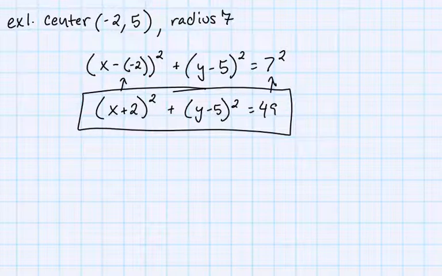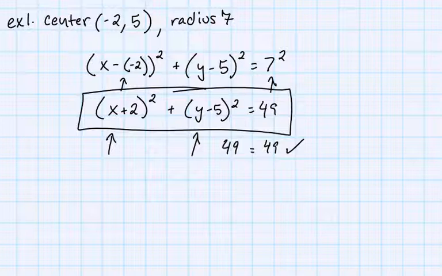And if a point were to lie on this circle, that means when I plug in that point, x and y, it would equal 49 on the left for a true statement. Alright, so let's look at another example given different pieces of information.